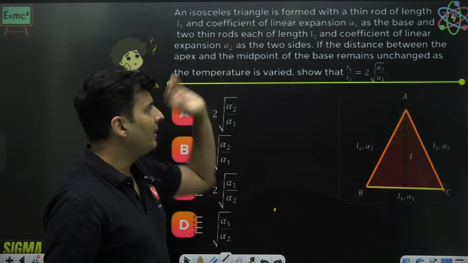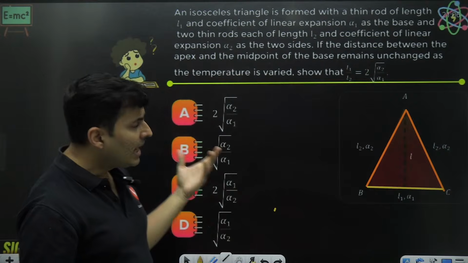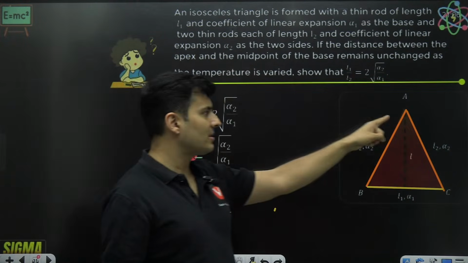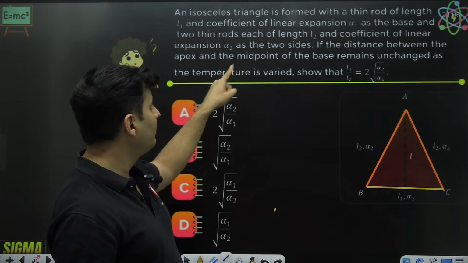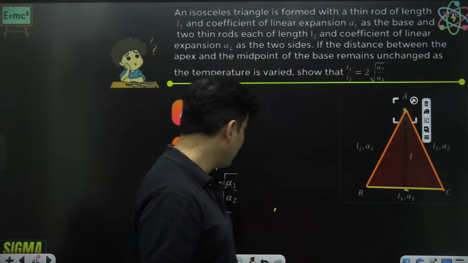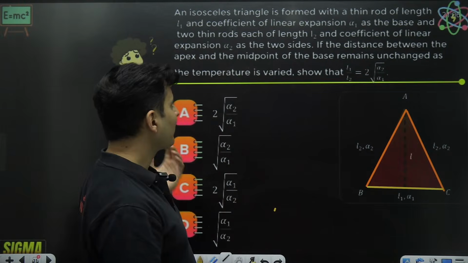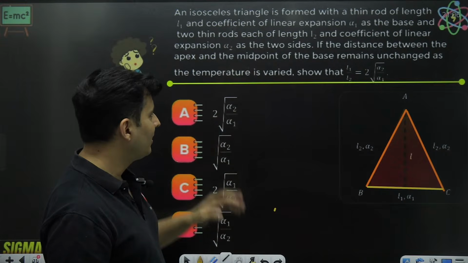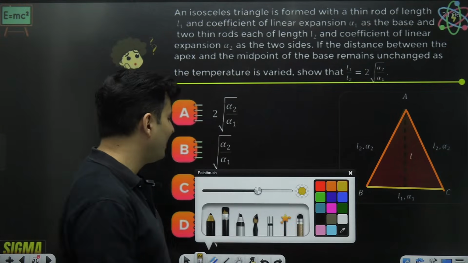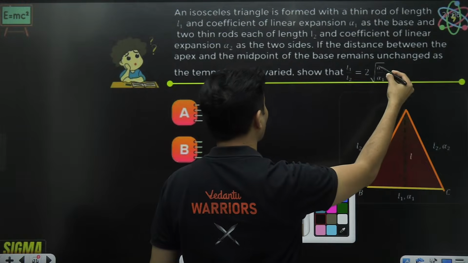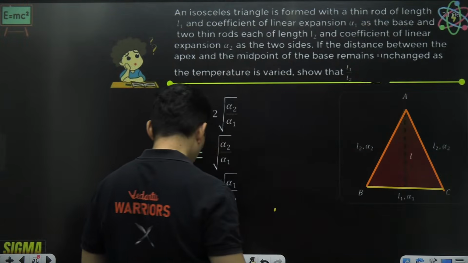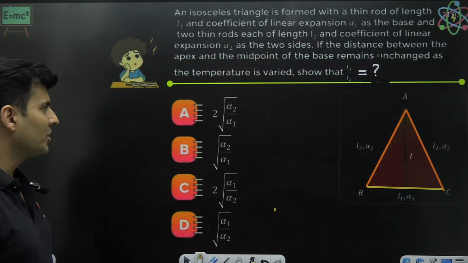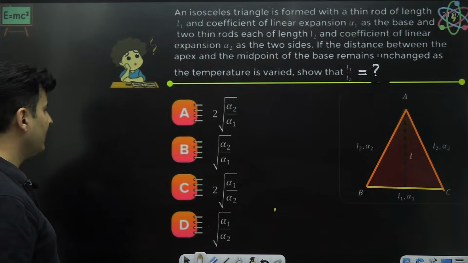Alpha 1 and alpha 2 are given. Now, the values are such that the distance between the apex, which is point A, and the midpoint of the base, that is basically the altitude of the isosceles triangle, remains unchanged. They gave the answer in the question itself, but actually it should have been: find the value of L1 by L2. So L1 by L2 is equal to basically how much? That is the question. So let's see how we exactly solve it.